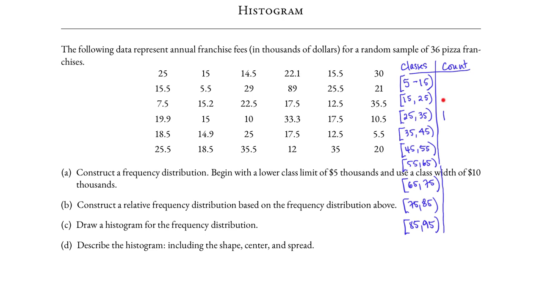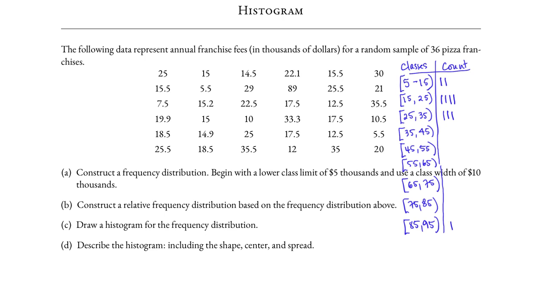Thus, 15 is in the second class, 14.5 is in the first class, 22.1 is in the second class, 15.5 is in the second class, 30 is in the third class. Notice that there are 1, 2, 3, 4, 5, 6 numbers in the first row. There are 6 tick marks for those 6 numbers. We then move on to the second row. 15.5 is in between 15 and 25. 5.5, first class. 29, third class. 89, last class.